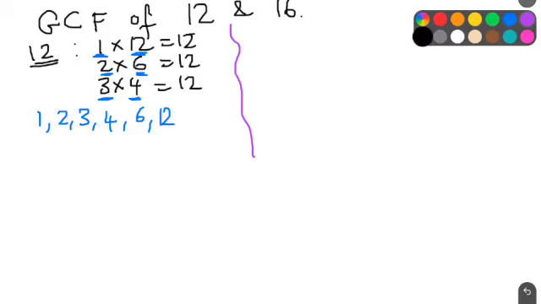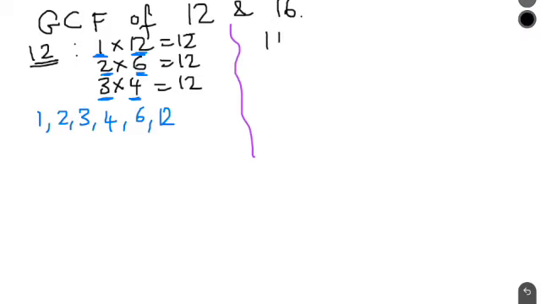In the same way, let's find the factors of 16. So to get 16, you have 1 times 16. You have 2 times 8. And keep in mind, the factors are when multiplied together, you will get 16. Okay? When multiplied together, you get that number.